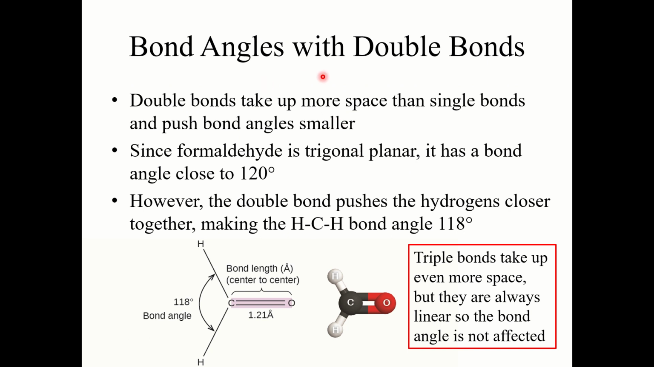This also happens with double bonds, just to a lesser extent. So double bonds do take up a little more space than single bonds. This results in slightly smaller bond angles. So something like formaldehyde, this is trigonal planar, but it has a double bond here. So this causes this bond angle to be around 118 degrees instead of 120, since the double bond takes up a little more space. Now triple bonds take up even more space, but anytime you've got a triple bond, it's going to be a linear molecule, so the bond angle is not affected.